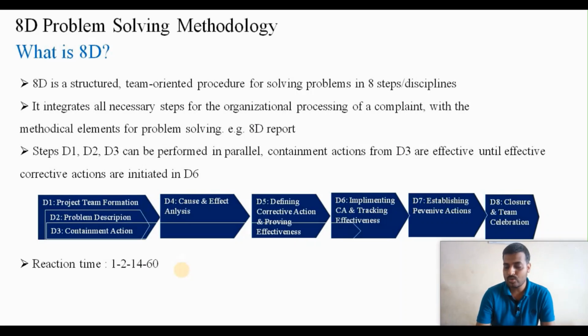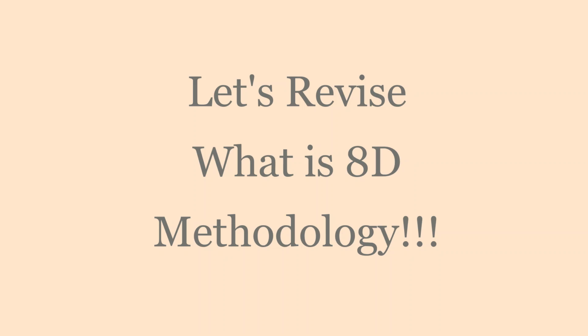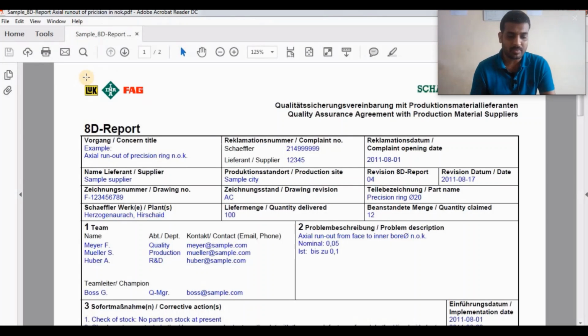Then we moved to the next, that is areas of application. This 8D can be used for internal and external complaints. If safety issues have arisen, you can use it for this also. With this, now we will revise all the steps from D0 to D8 with the help of this sample 8D report. Again, the disclaimer is that it is for study purposes only. So we'll move ahead.